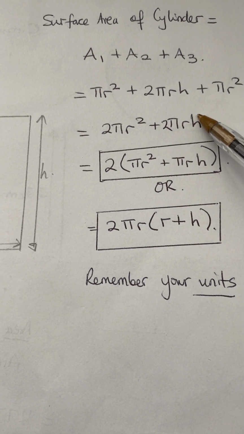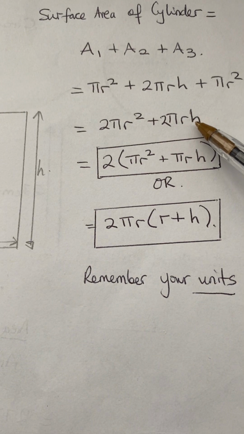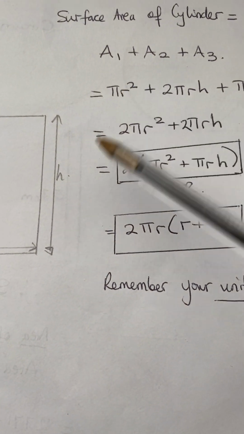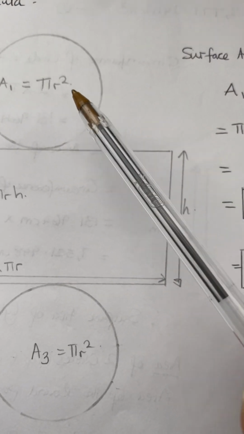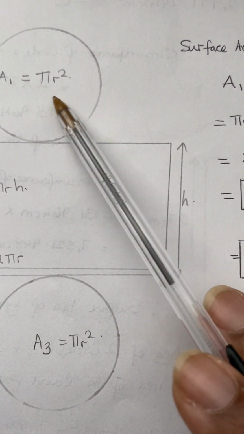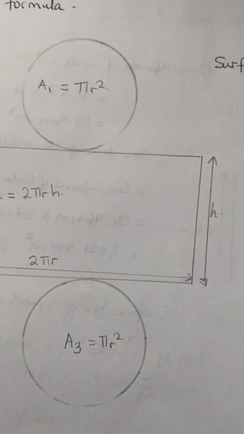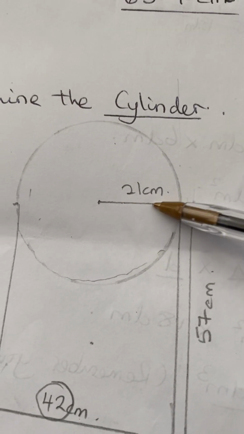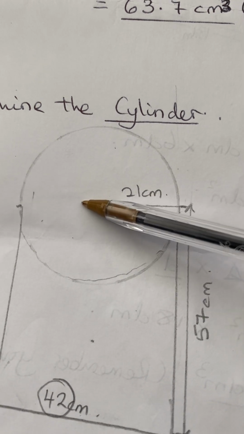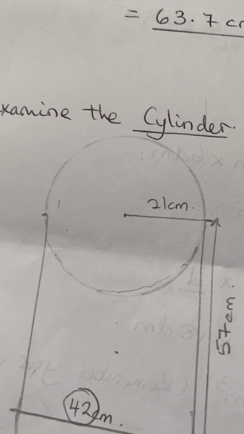where h is the length of the cylinder and r is the radius of the circle, the top of the cylinder, this bit here, from here to the middle. Okay, exactly the middle of the top of the cylinder.